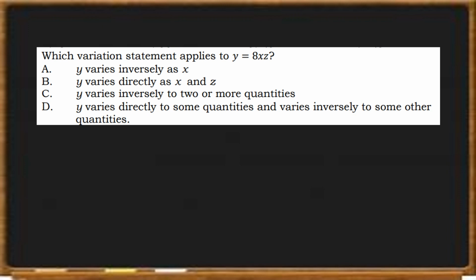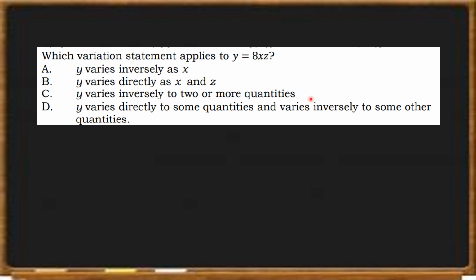Which variation statement applies to y is equal to 8xz? So, parang itong letter 8. Number 8 ay k lang yan, letter k. So, it involves two variables na product lang naman yan, 8 times x times z. So, ito po ay joint variation. So, meron ba tayong joint dito? Inversely, hindi na. Directly as x and z, pwede to, kasi ang joint natin ay direct din. Varies inversely, hindi na to kasi wala namang over dyan.